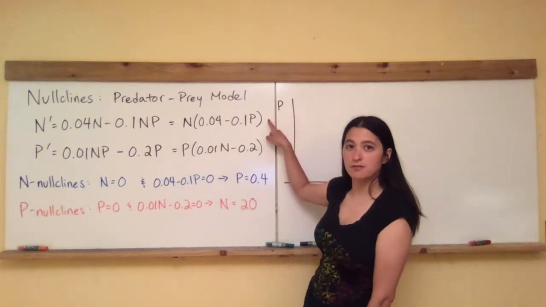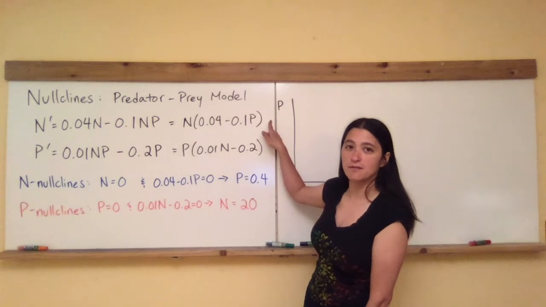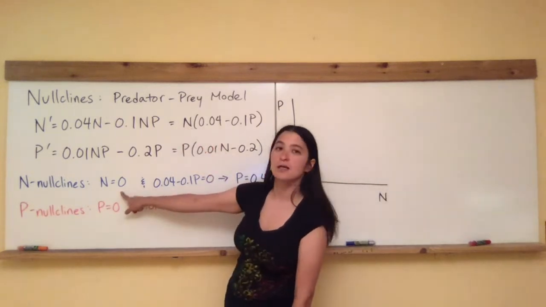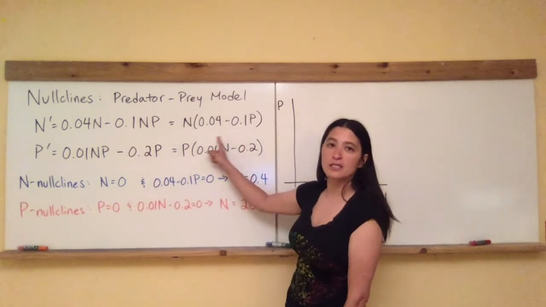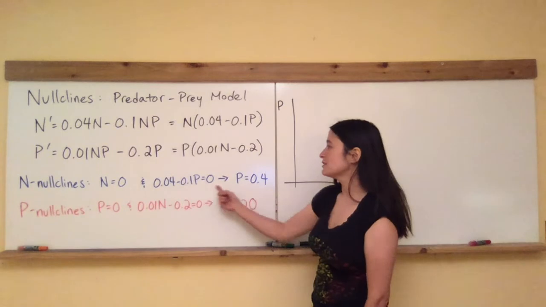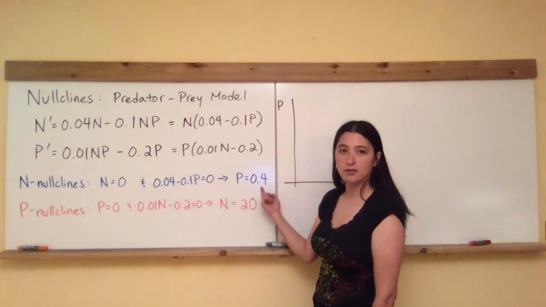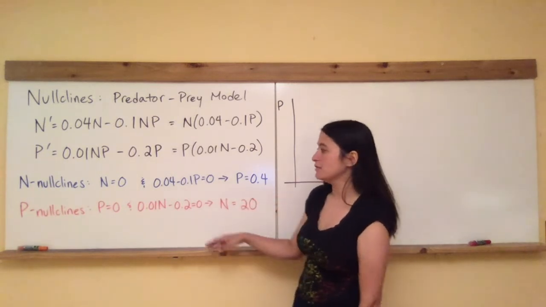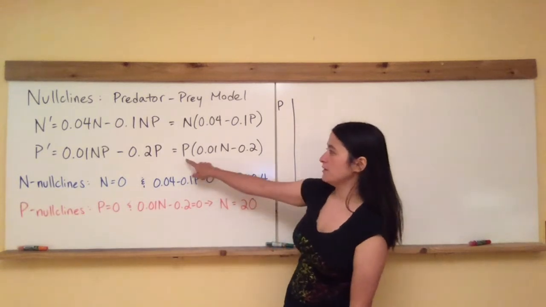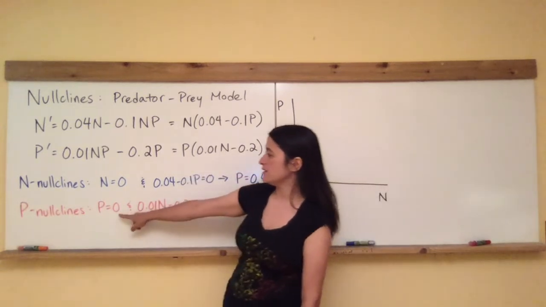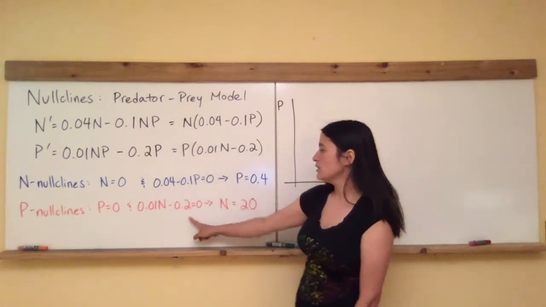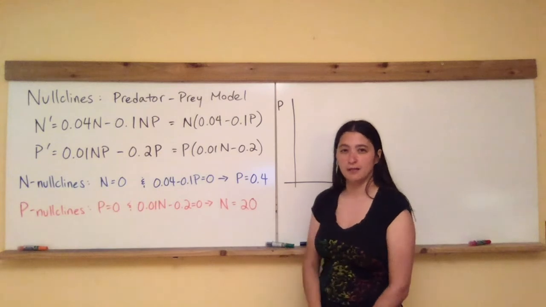Because it's in factored form, I can just cleave off each individual factor. So either N will be 0, that's where I get this nullcline, or this quantity inside here is going to be equal to 0, and that gives me, solving for P, the other nullcline. For the P nullclines, we do the same process for the dP/dt equation, and so this factor equal to 0 would give me this nullcline, and this factor in parentheses equal to 0, solved out for N, is going to give me that nullcline.